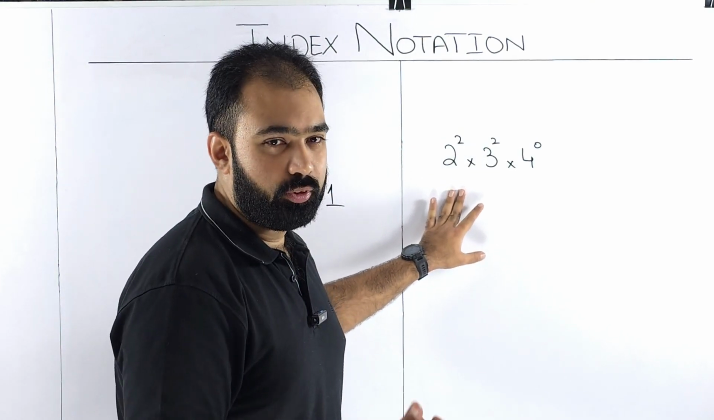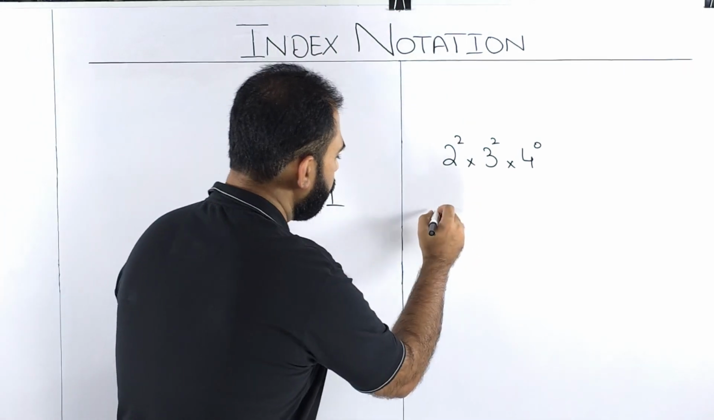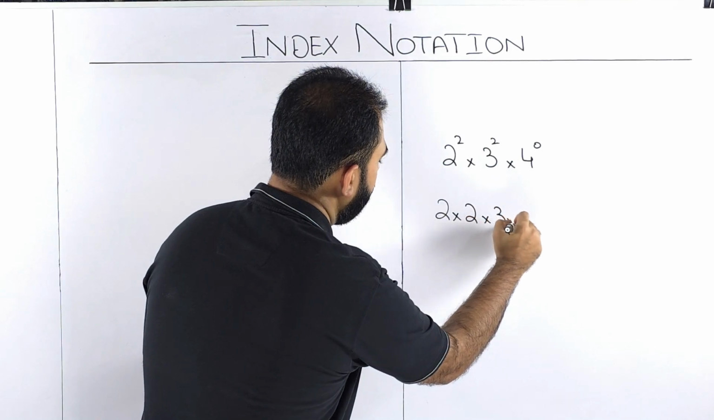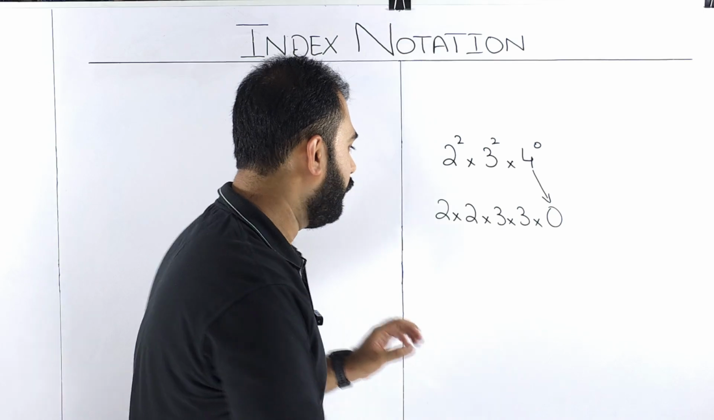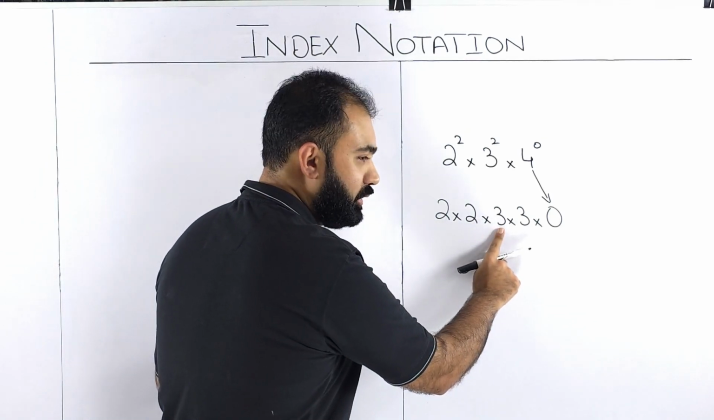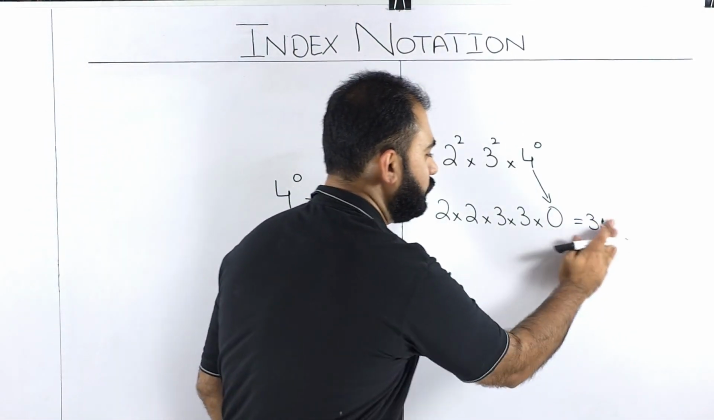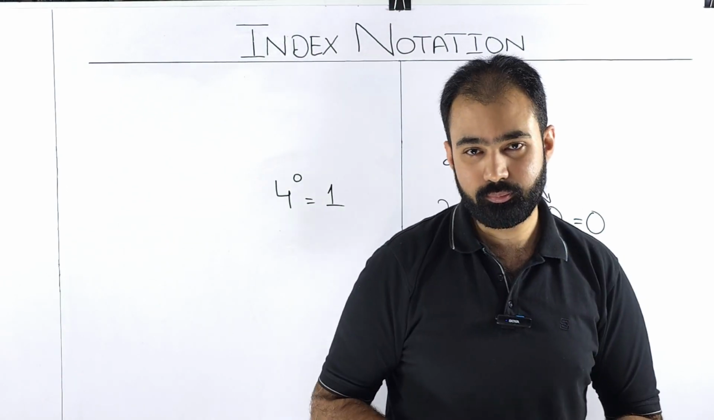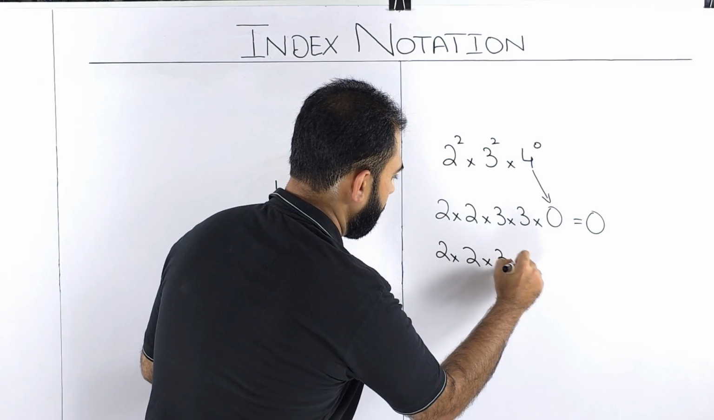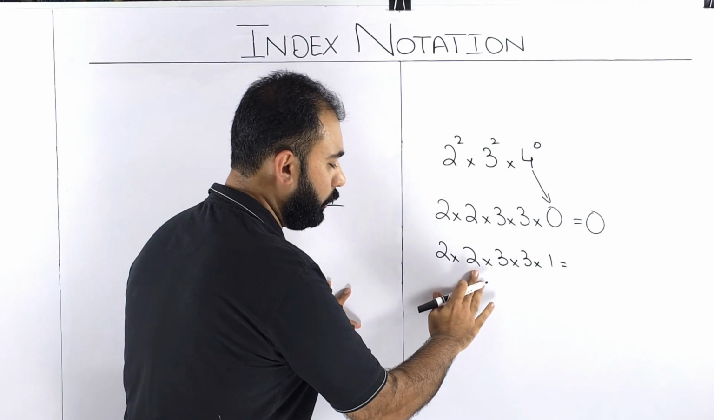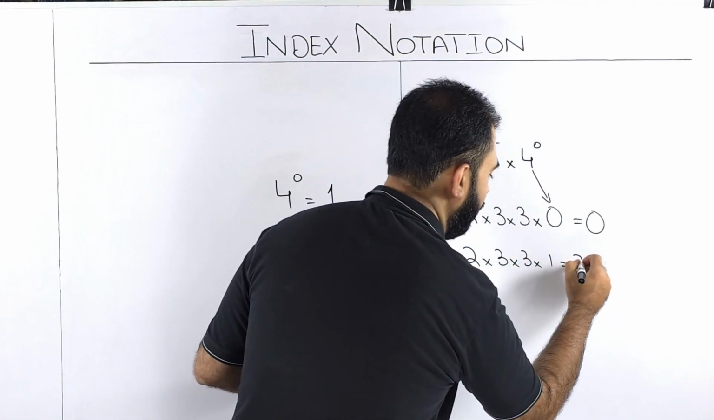Now I try both cases: in one I will put 0 for 4 raised to power 0, and in the other I will put 1 for 4 raised to power 0. And see what happens. 2 multiplied with 2 multiplied with 3 multiplied with 3 multiplied with, I have put 0 for understanding. 2 multiplied with 2 is 4, 4 into 3 is 12, and 12 into 3 is 36. But if multiplied with 0, this becomes 0, right? So if I put 1, then the answer is 2 into 2 is 4, 4 into 3 is 12, 12 into 3 is 36, 36 into 1 is 36.